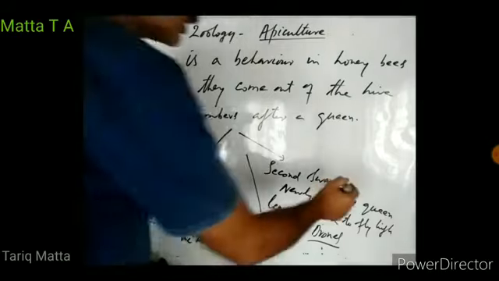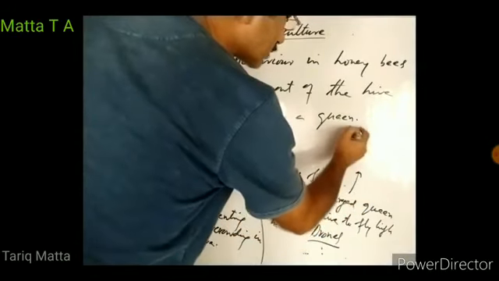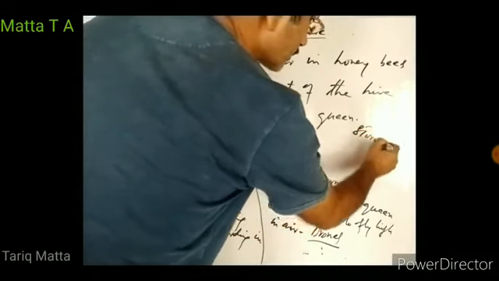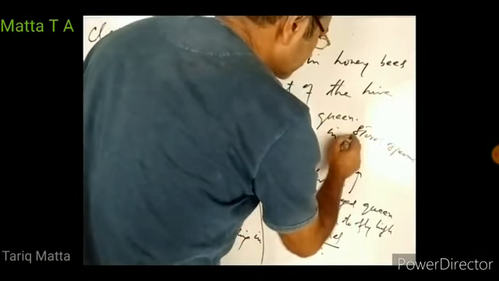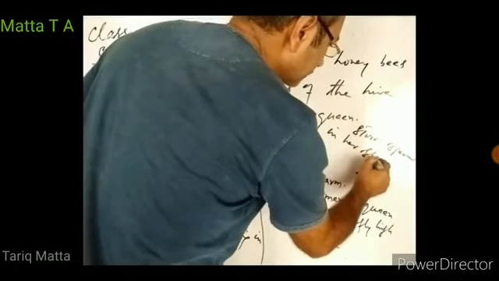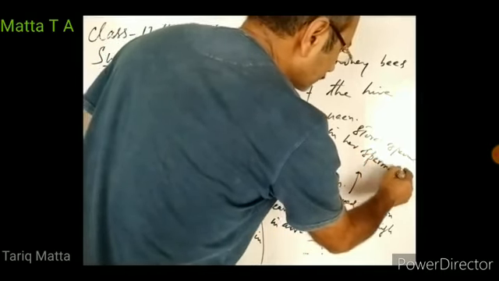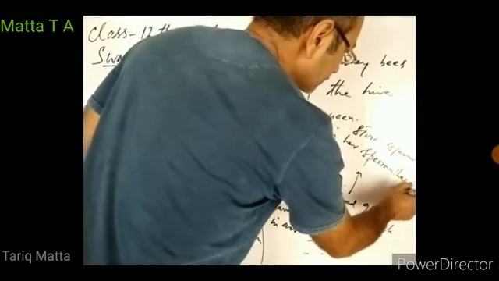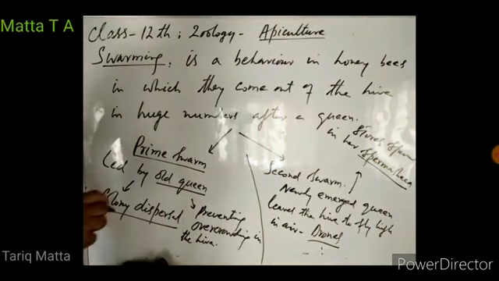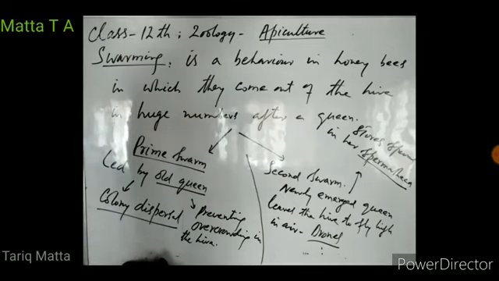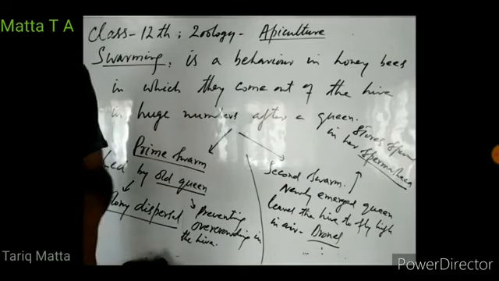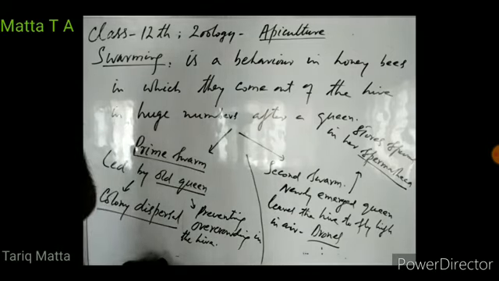This newly emerged queen stores those sperms in her spermatheca, and she stores them for her lifetime. A queen only mates once in her lifetime.